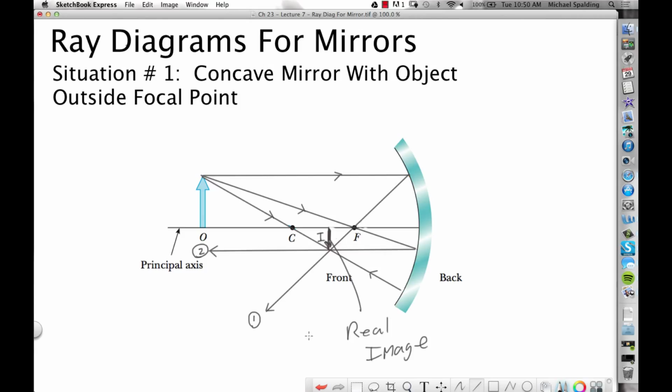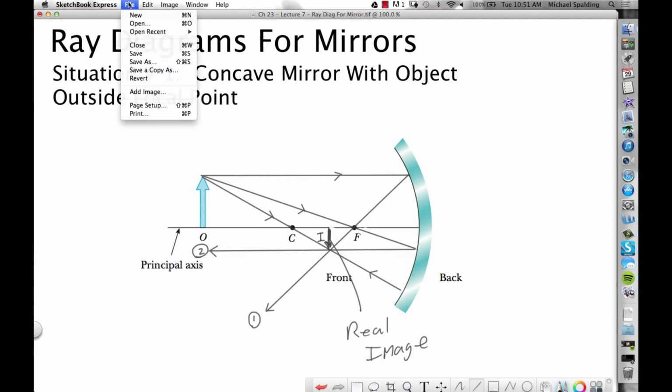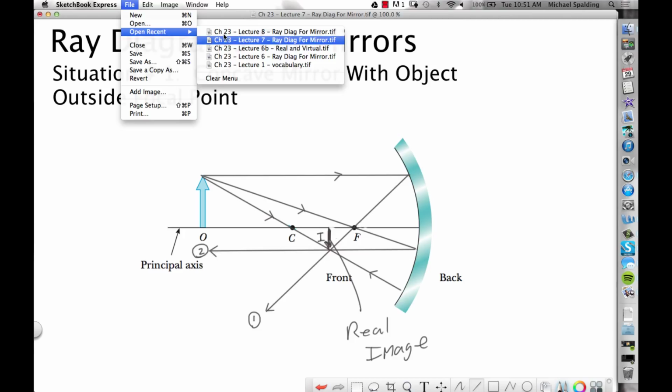Dudes, so what did we find out about this image? It is front side of the mirror. It is smaller than the object. It is inverted. It is real as opposed to virtual. Okay, next situation. We got 2 more situations, and then we're done.